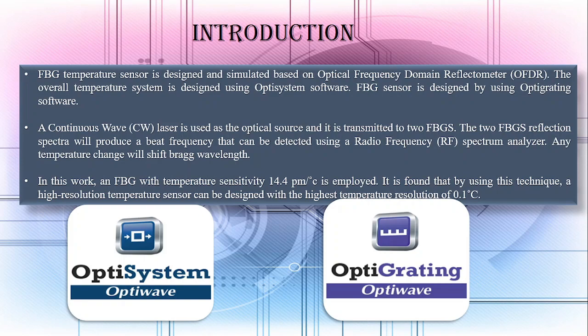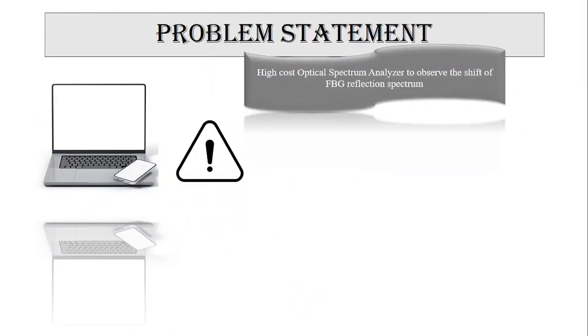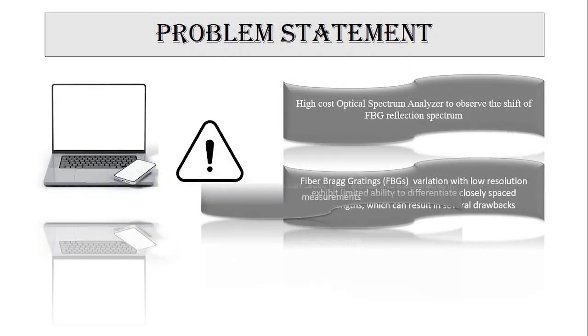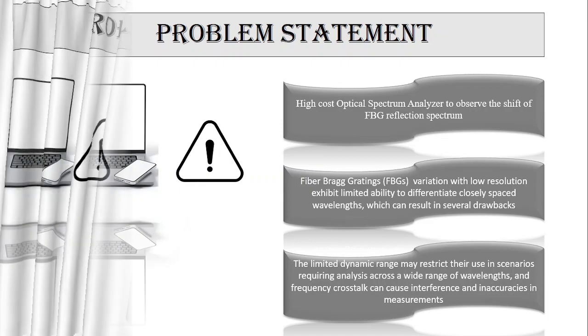resolution of 0.1 Celsius. Problem statement. First, a high cost optical spectrum analyzer is needed to observe the shift of an FBG reflection spectrum. Second, FBG variation with a low resolution exhibits limited ability to differentiate closely spaced wavelengths, which can result in several drawbacks. And third, the limited dynamic range may restrict their use in scenarios requiring analysis across a wide range of wavelength, and frequency crosstalk can cause interference and inaccuracies in measurements.